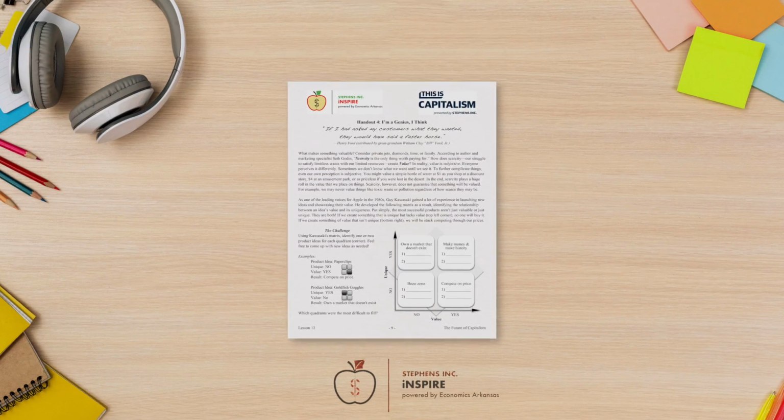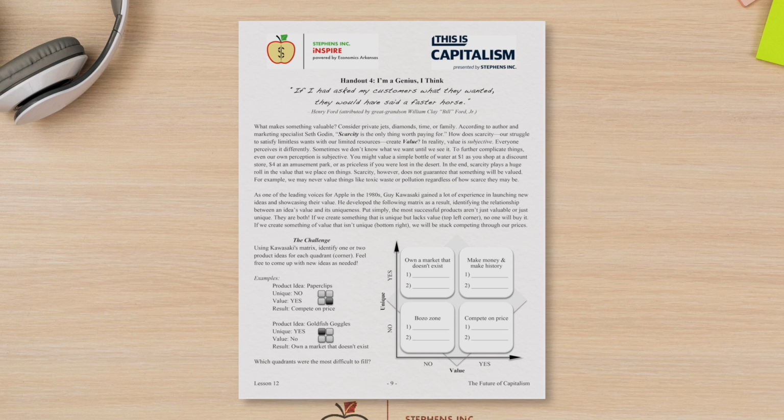Finally, Lesson 12 concludes with an optional extension activity on handout 4, I'm a Genius, I Think. This can be completed in class or as a homework assignment. What makes something valuable? Consider private jets, diamonds, time, or family. According to author and marketing specialist Seth Godin, scarcity is the only thing worth paying for. How does scarcity, our struggle to satisfy limitless wants with our limited resources, create value?